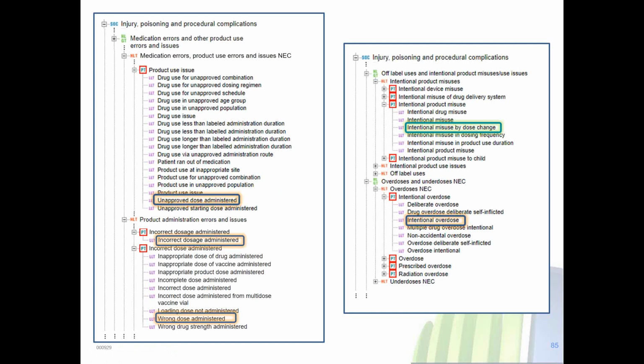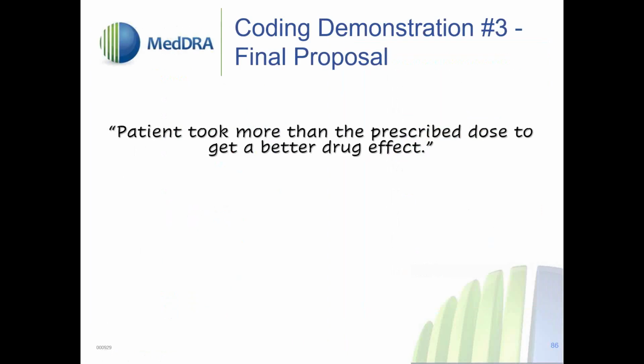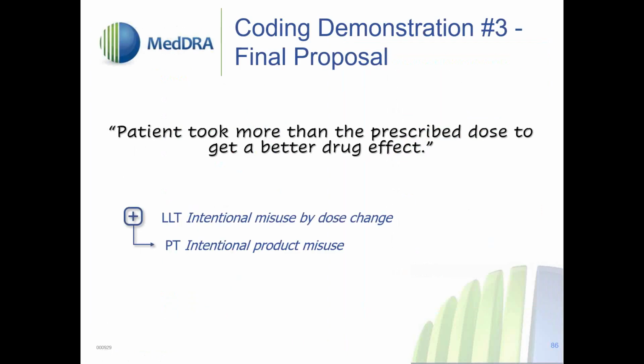And intentional overdose would be inappropriate because more information about the drug and the labeled dose range would be needed to classify as intentional overdose. So the correct code assignment here is intentional misuse by dose change. Here we are under PT, intentional product misuse. Questions, Jane?